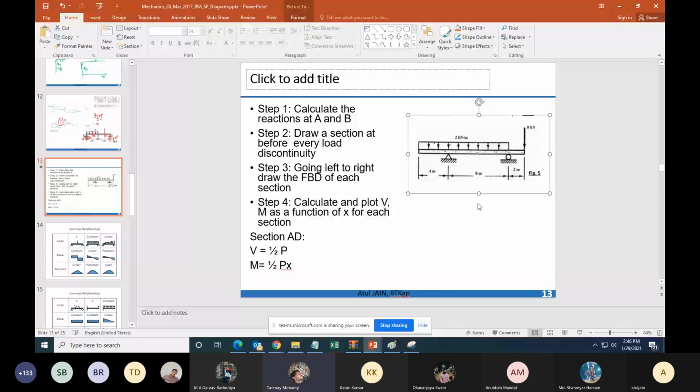Sir, I am getting 16 at both. 16 and 16, sir. Same here, sir. Both are 16. Correct.